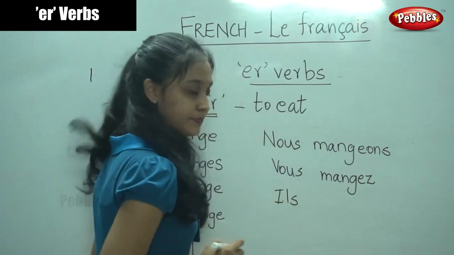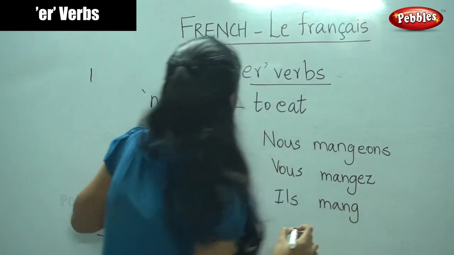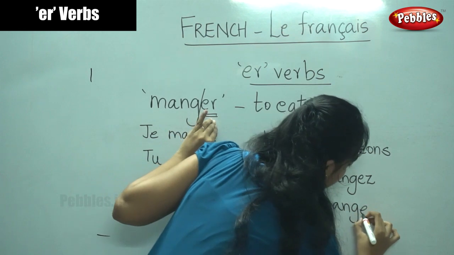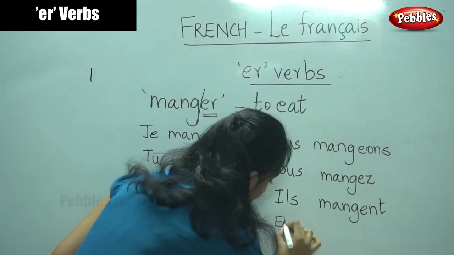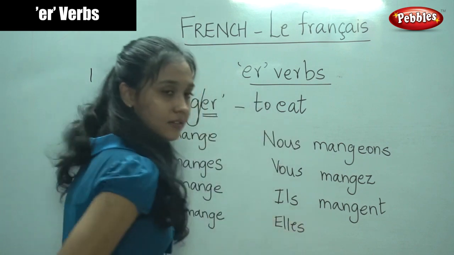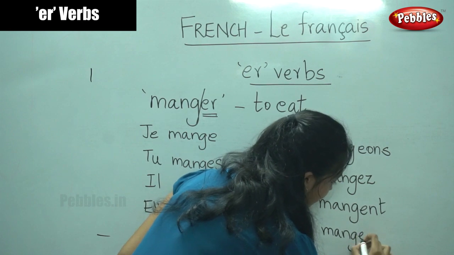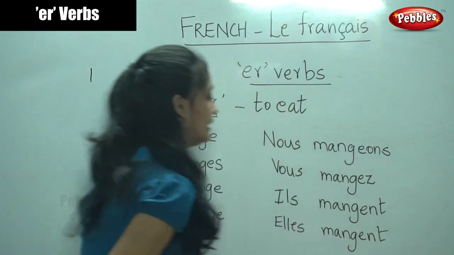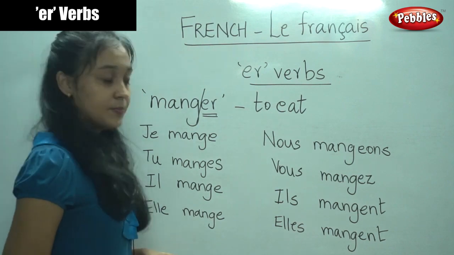For ils, you would remove ER and replace it with ENT. For elles, you would remove E and R and replace it with ENT. So, when we translate this, what would you get?